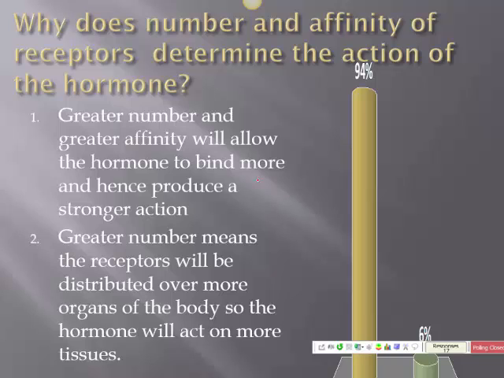So they act on the kidneys and they act on bones. They don't need to act on adipose tissue or anything else. So you don't necessarily want the hormone to be distributed all over the body. You just want it to attach better so that it can produce a stronger action.